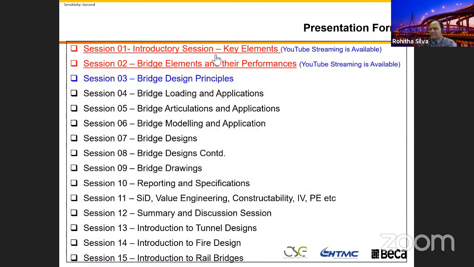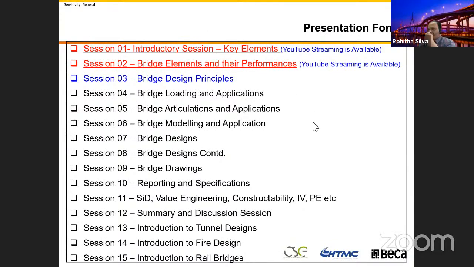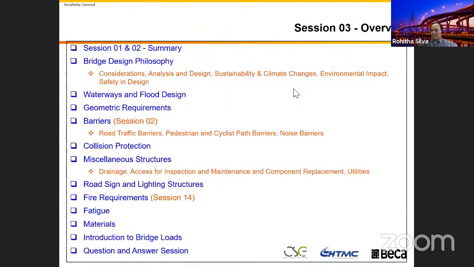We already had 2 sessions. We discussed the introductory session and the bridge element performance in our last session. Today we're going to discuss bridge principles. I'm going to give you a brief overview of what we're going to discuss today, and briefly recap what we discussed so far in the first 2 sessions.